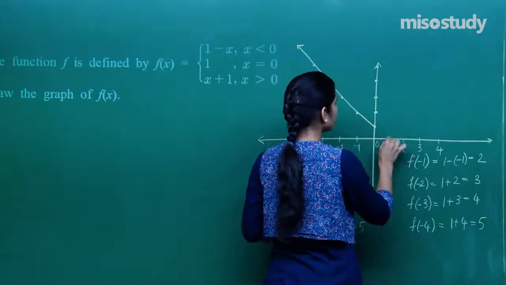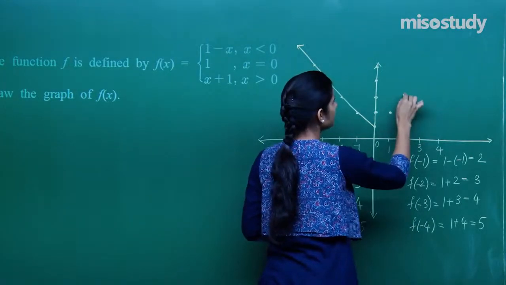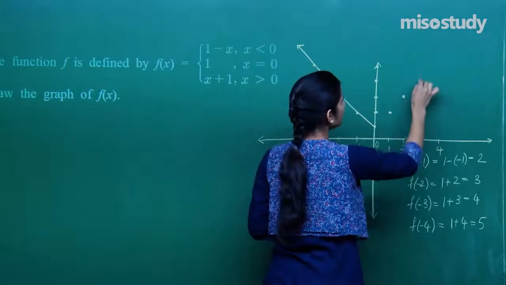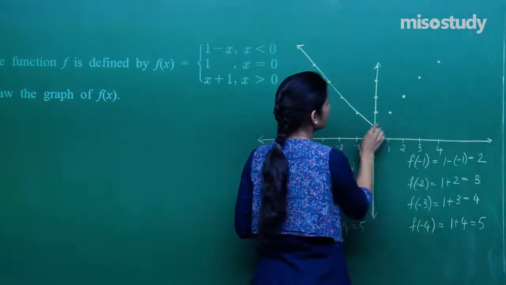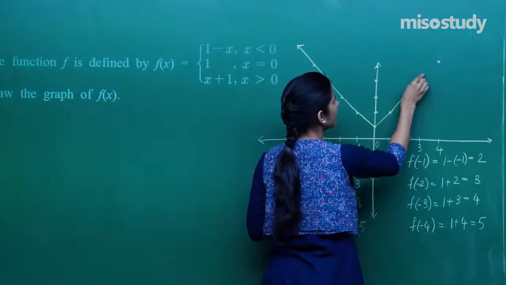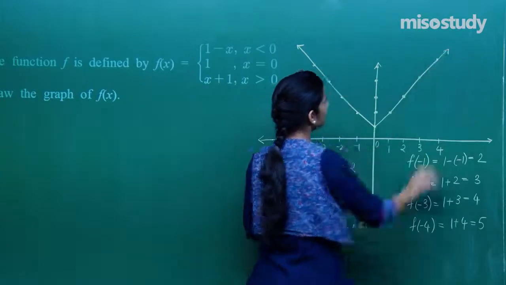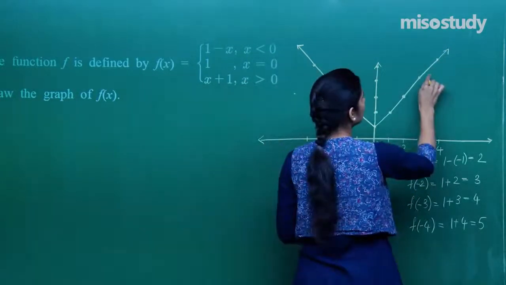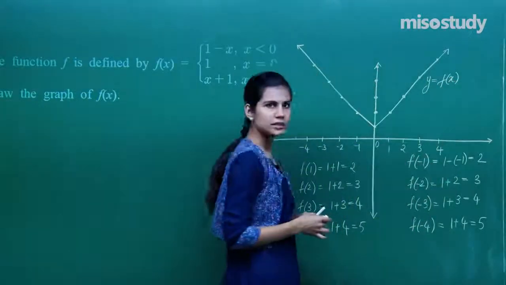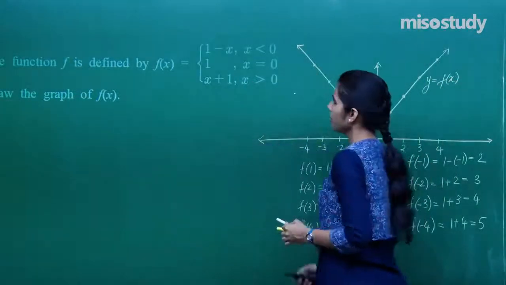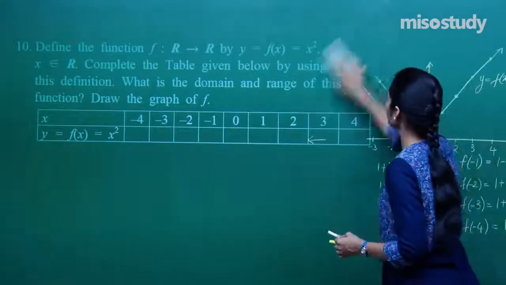So 1 gets mapped to 2, 2 gets mapped to 3, 3 gets mapped to 4, 4 is getting mapped to 5. So eventually you get this as your respective graph. That is the graph of y equals f of x, where f of x is defined in this fashion. Is it clear?